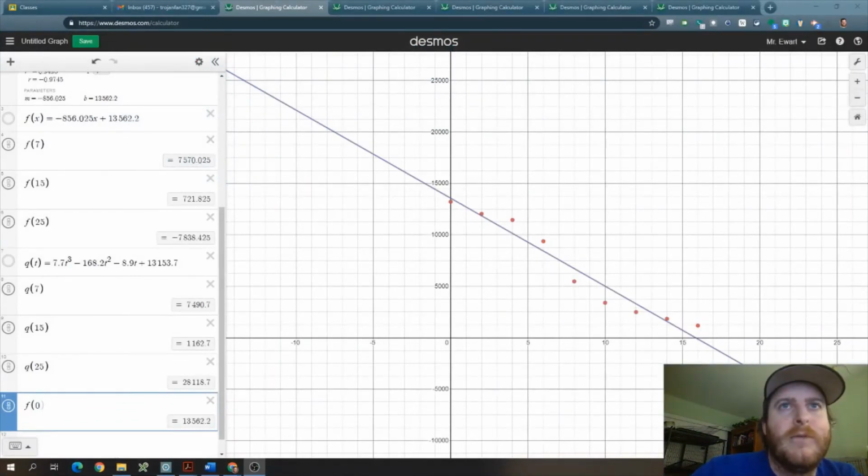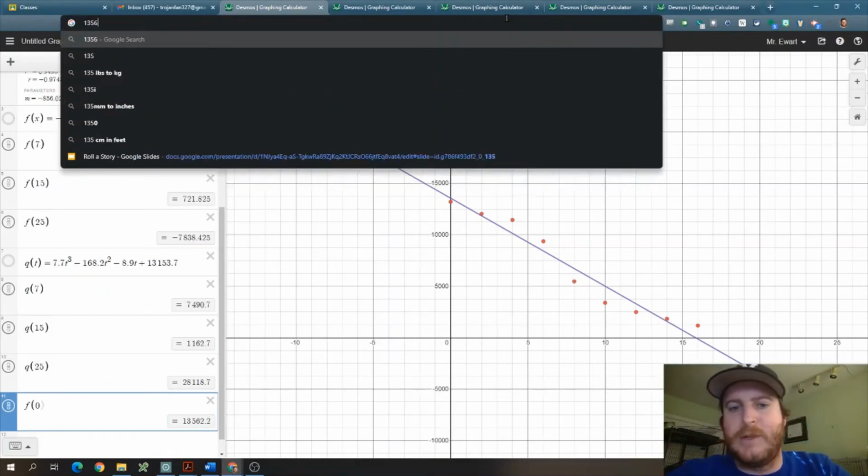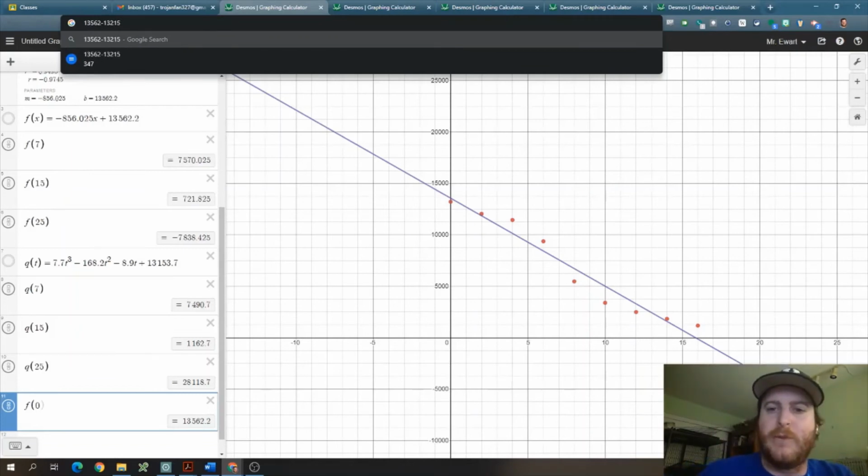13,562, right? So 13,562 was my predicted value. And then I would subtract these two numbers, right? I would subtract these two numbers. So 13,562 minus 13,215, right? And from there, let me get a calculator. 13,562 minus 13,215. That's 347.